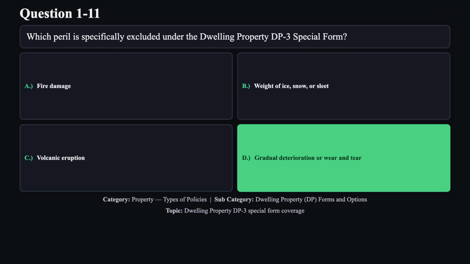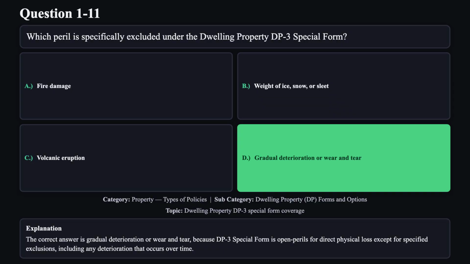The correct answer is D. The correct answer is gradual deterioration or wear and tear, because DP3 special form is open perils for direct physical loss except for specified exclusions, including any deterioration that occurs over time.